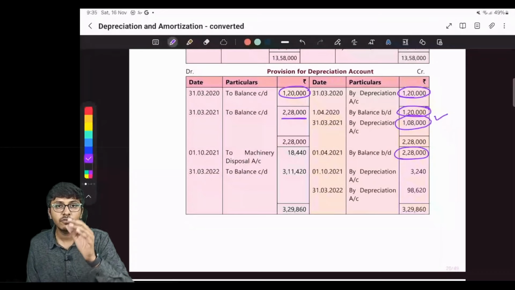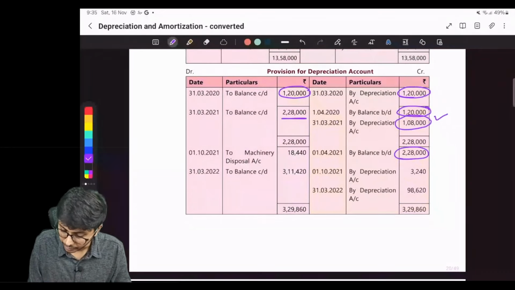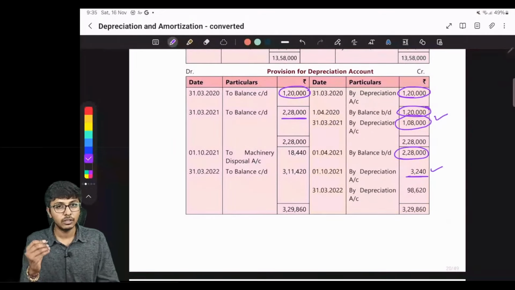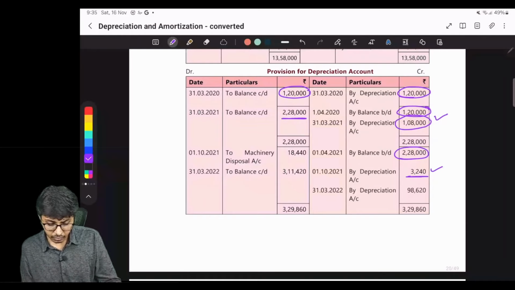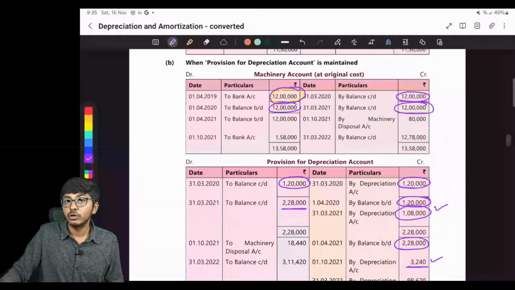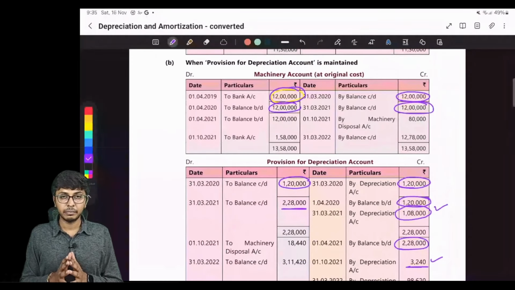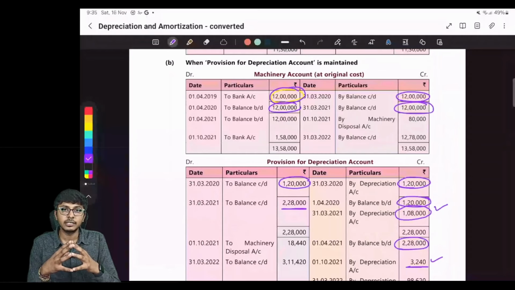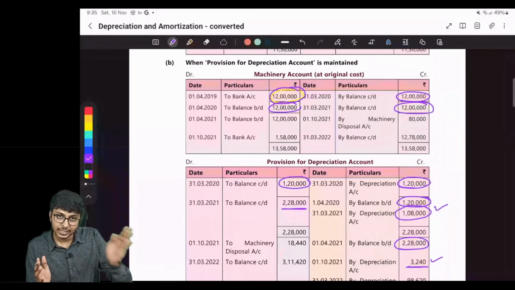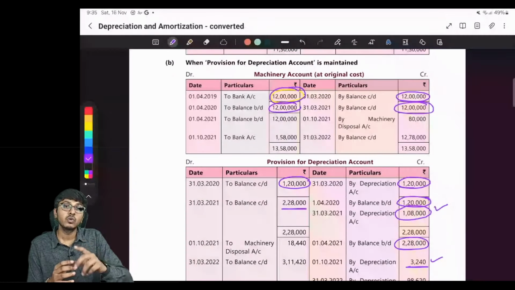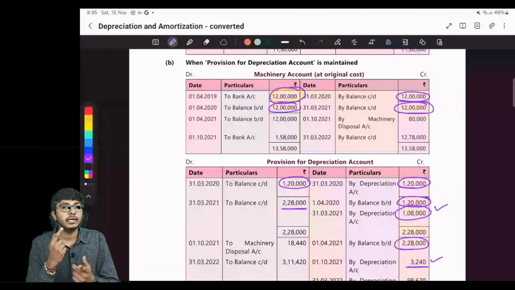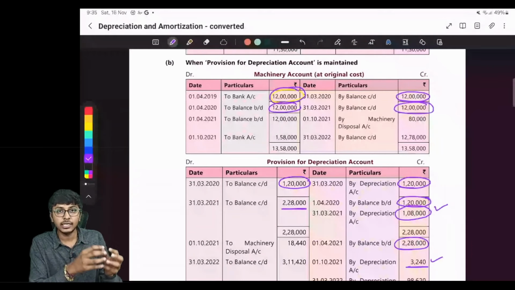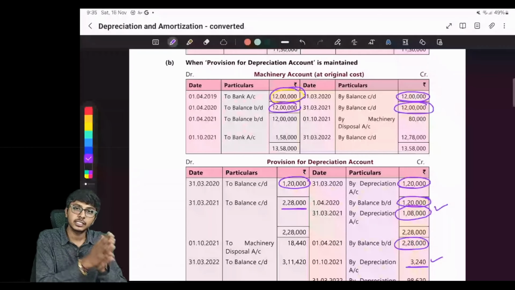The depreciation for that particular asset you will provide. On the date of sale, 3,240. Got it? Now what will happen? I told you, if you are creating a provision for depreciation account, the way we will record the sale entries is by transferring the asset which is sold to a separate account called machinery disposal account, and we will also transfer the depreciation balance of that asset to the machinery disposal account.